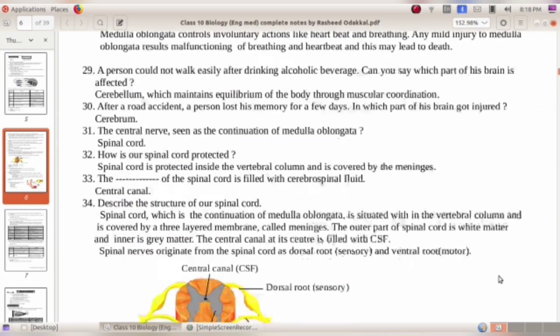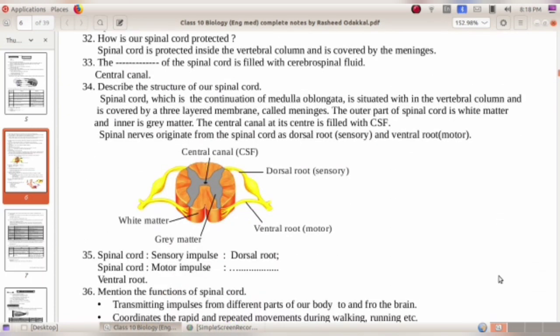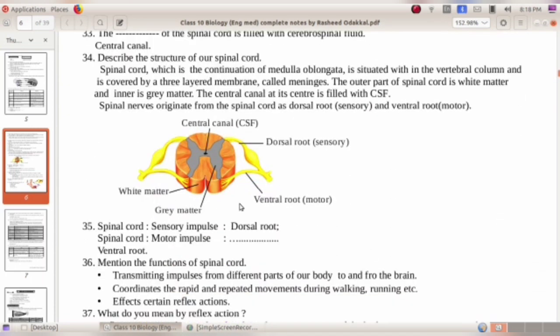Then we are going to see the structure of the spinal cord. The spinal cord, which is a continuation of the medulla oblongata, is seen inside the vertebral column, and the outer part of the spinal cord is white matter and the inner part is grey matter. There is a canal in the center of the spinal cord. It is called the central canal. It contains cerebrospinal fluid and it has two roots, dorsal root and ventral root.